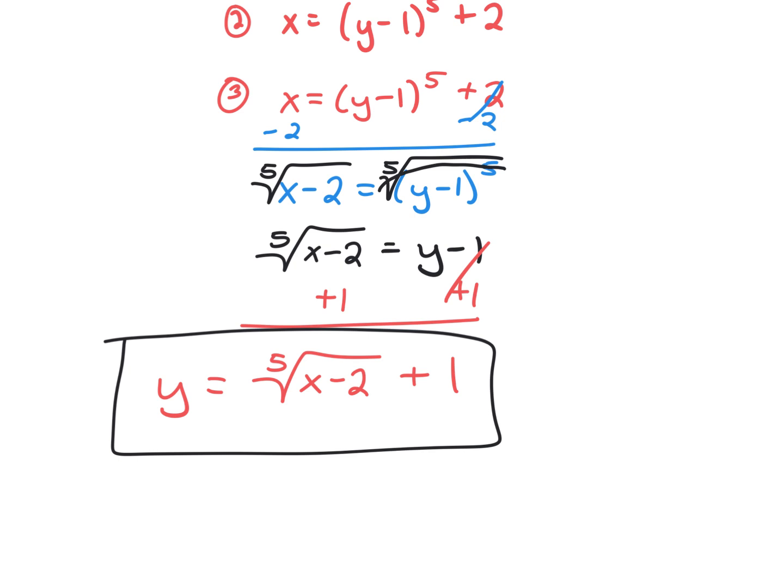Okay, so I know I'm done because I have y by itself. Usually once you get y by itself, there's not going to be any more simplifying that needs to be done on the other side. Your main goal is just to get y by itself first.